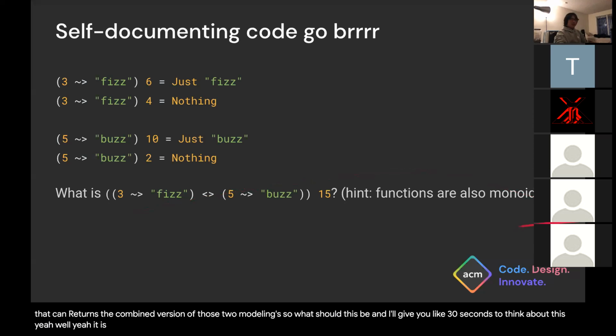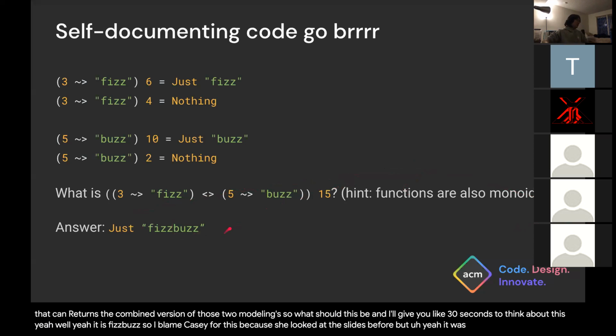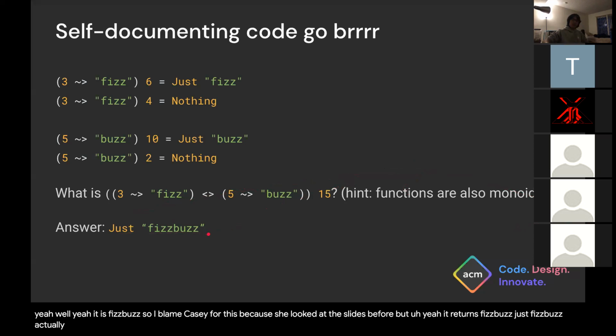Well, yeah, it is Fizzbuzz. I blame Casey for this because she looked at the slides before, but yeah, it returns Fizzbuzz. Just Fizzbuzz, actually. So, oh, all of you forgot the monoid. Big rip. I used my brain for that.